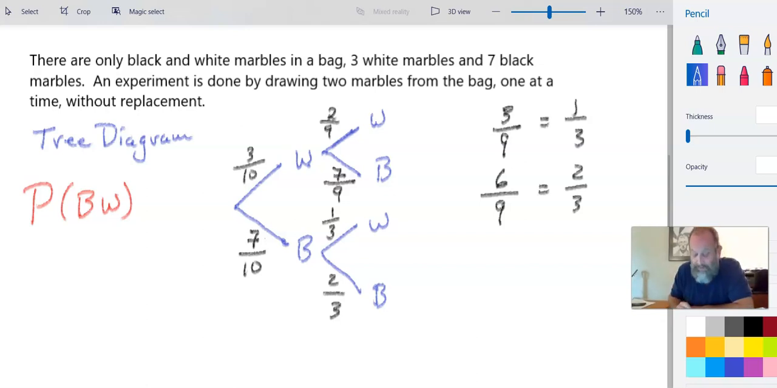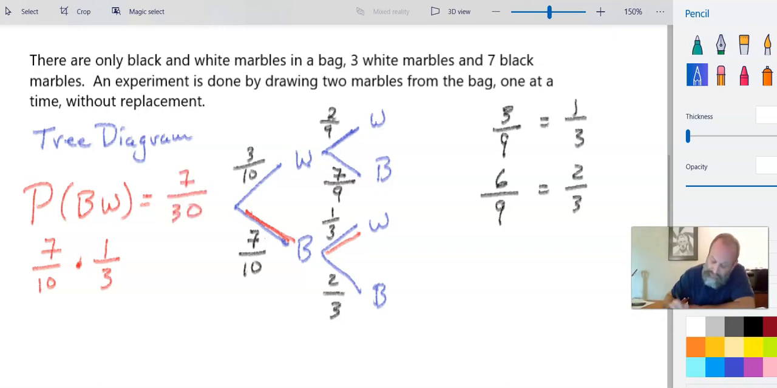Okay, so I'm just going to follow the path that takes me to a black marble and then to a white marble. So I'll go here. So that takes me to a black marble. That gives me 7/10 for my first factor. And then if I want to go black then white, that means I follow this path. That means I'm going to be multiplying by 1/3 after that. So if I multiply these together, the probability of drawing a black then a white marble is going to be 7/30. Right? So just over 20%.